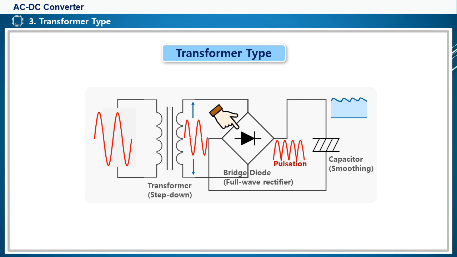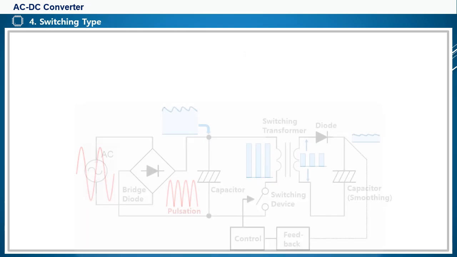Here, the pulse current is a waveform that is an intermediate form between AC and DC, and is similar to the heart pulse waveform, hence the name pulse current. And finally, it is smoothed through a capacitor, so that it outputs a DC voltage with little ripple. Smoothing with a capacitor means making it flat.